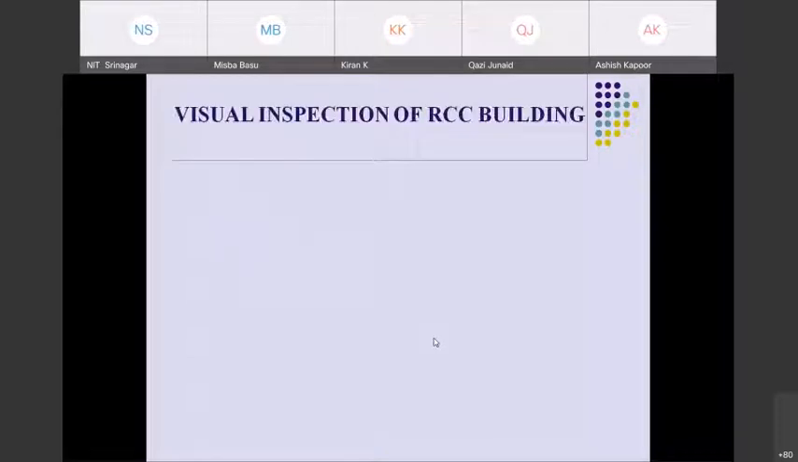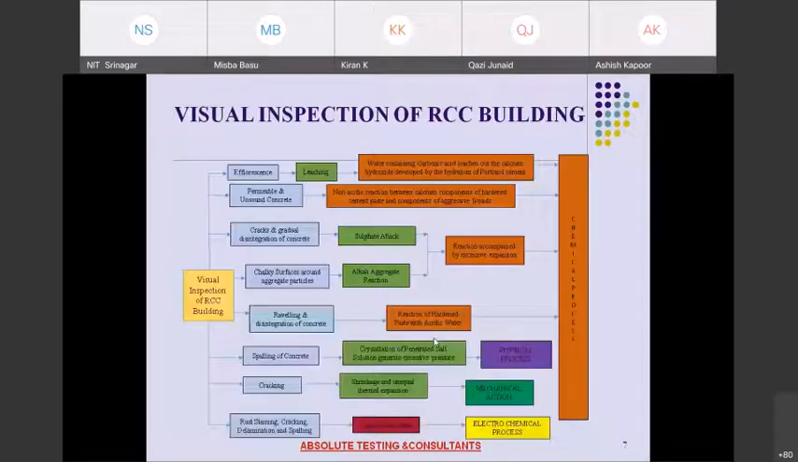And now I'll show you some images. Before those images, I will explain how visual inspection of an RCC building helps you define the condition, and what type of reaction is there, whether it is a chemical reaction or a physical reaction. So visual inspection of an RCC building shows that if there is efflorescence, then leaching was observed.